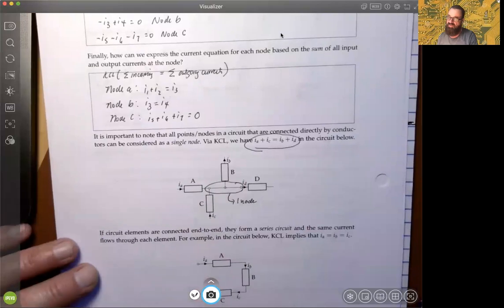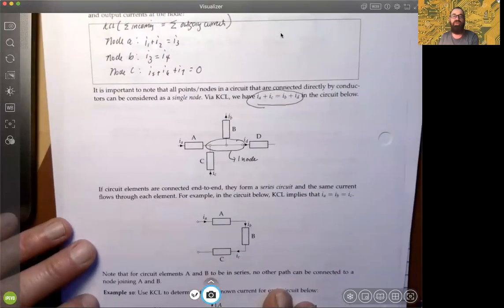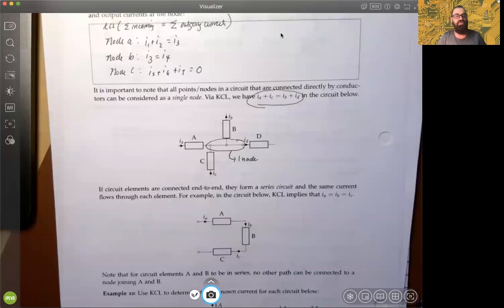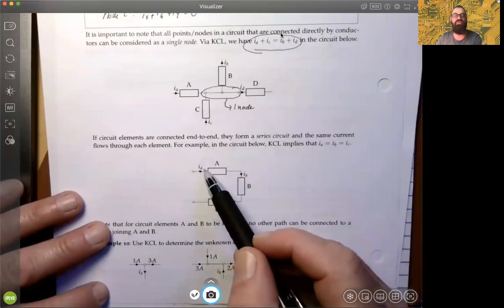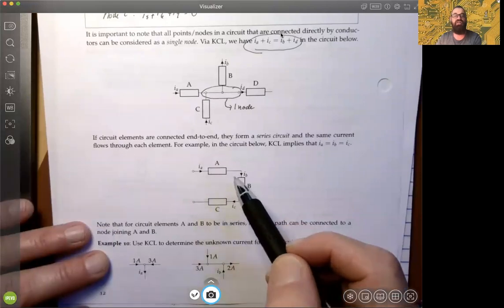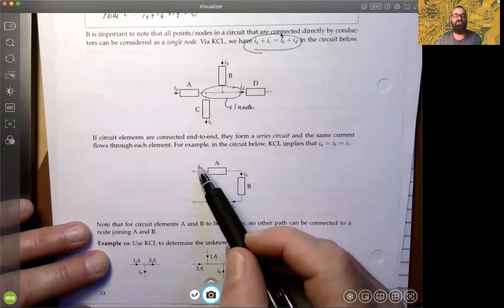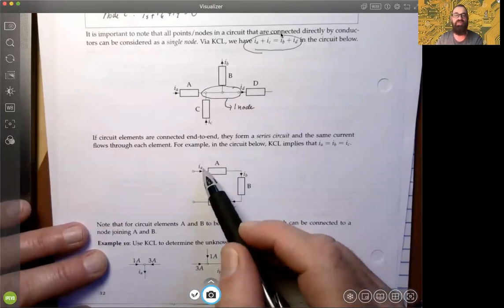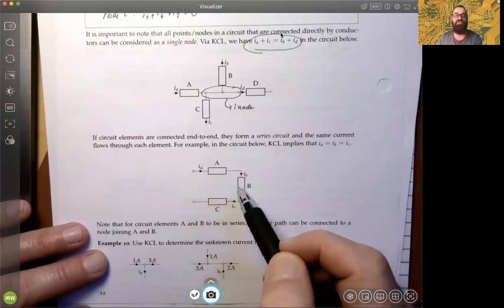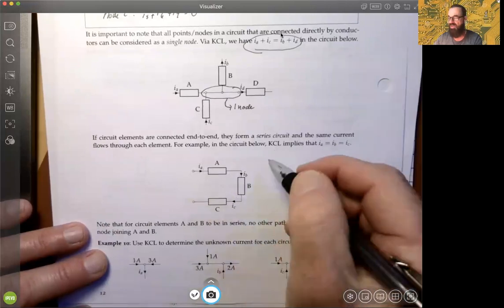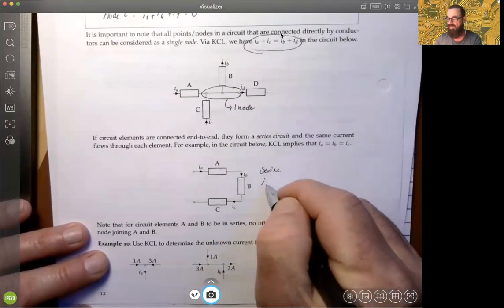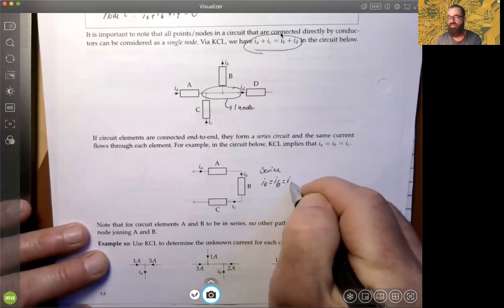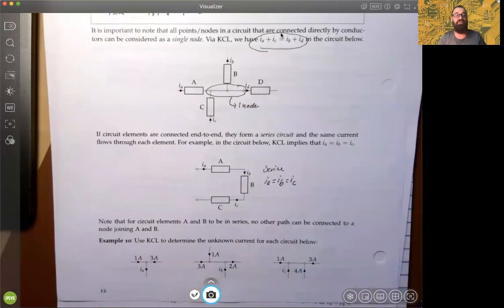Now, if the circuit elements are connected end to end, they form what we call a series circuit, and the same current flows through each element, okay? So for example, this is a representation of a series circuit because you could think of it as a daisy chain, chaining all of these circuit elements one after another. So we've illustrated here three different currents: the current that flows through A, the current that flows through B, and the current that flows through C. But in a series circuit like this, all of these currents are the same. So there's only one current flowing through all the circuit elements if they are in series, okay?